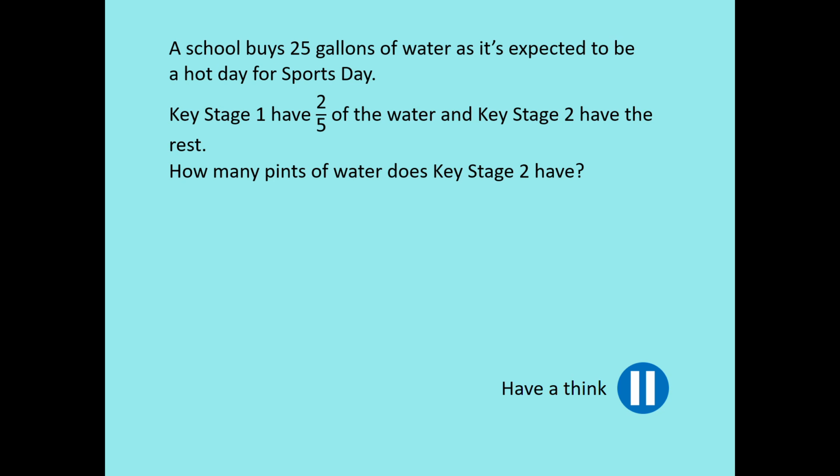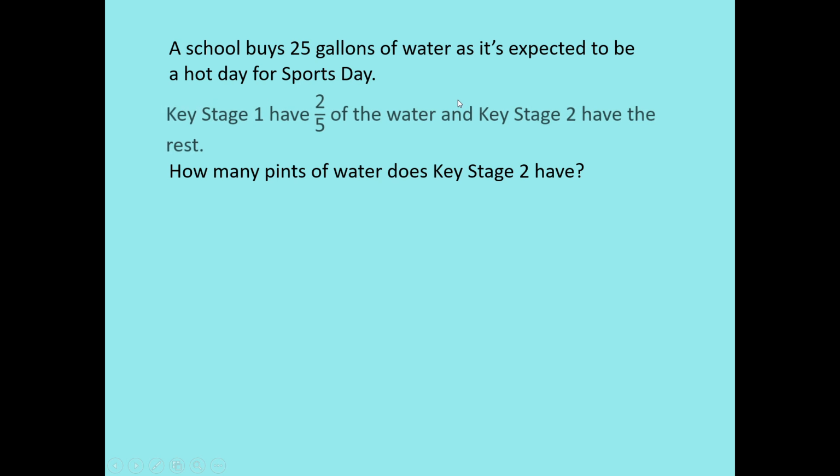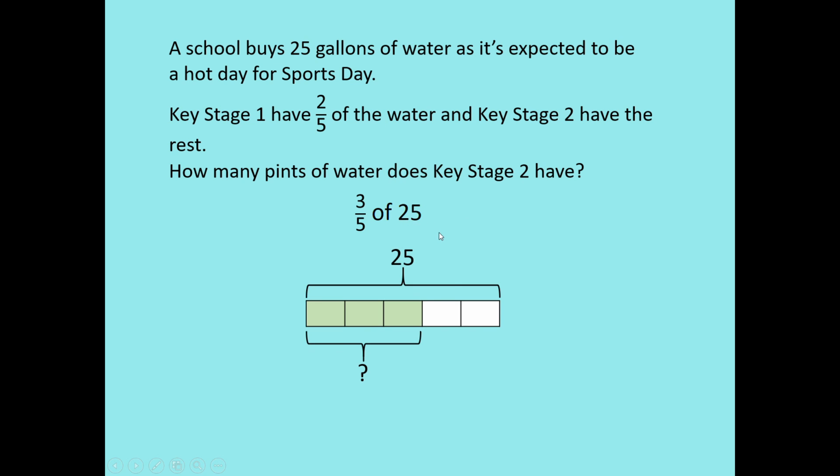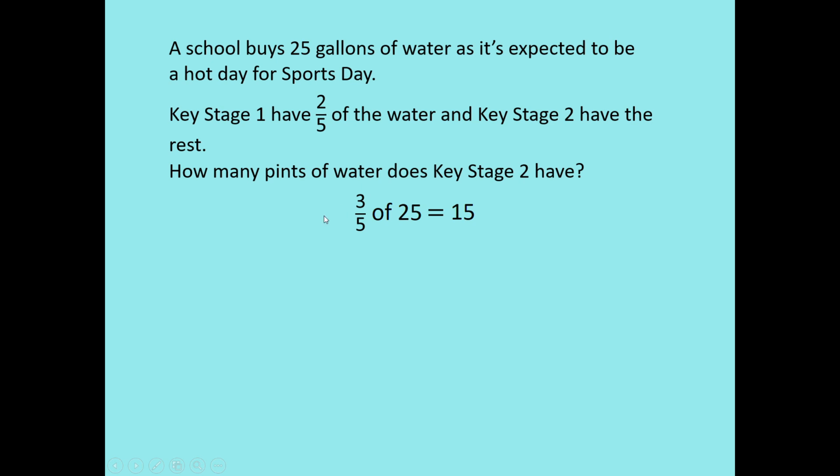Okay, hopefully you're listening on because you've given it a go, you've thought about your steps. Right, so key stage 1 have 2/5, key stage 2 have 3/5. We need to think about splitting that up into 2/5 and 3/5. So 3/5 of 25. Well, we're thinking of fractions. What do we do here? You divide by the denominator and then multiply by the numerator. That's 15. So key stage 2 have 15 gallons, but it doesn't ask how many gallons, it asks how many pints.